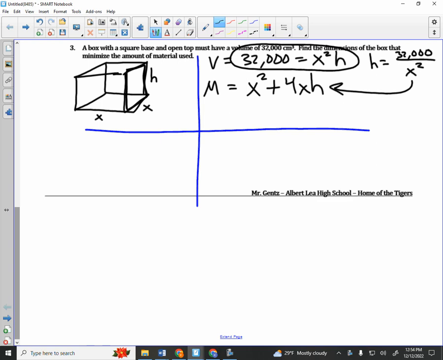So you can see the second box is the most important. That's where the magic happens. So I'm going to go into this box here, and I now write the amount of material is equal to x squared plus 4x times 32,000 over x squared. I don't want to write it like that because I want to be able to take the derivative. I want to write it like a polynomial. So therefore, the amount of material is equal to x squared plus what's going to be on top?